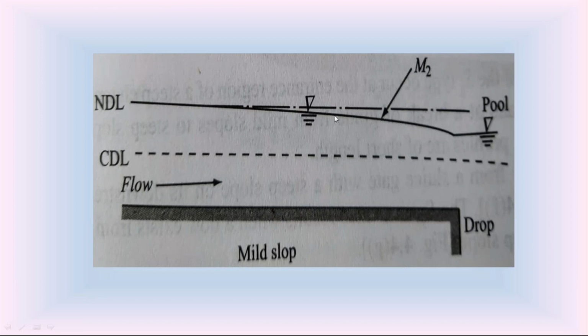On the downstream side, the depth y is almost equal to yc. We know that when y is equal to yc, the slope dy by dx is infinity. That is the condition. When y is equal to yc, the slope of this water surface profile is infinity. When the slope is infinity, this water surface profile is perpendicular to the critical depth line, but that is not possible.